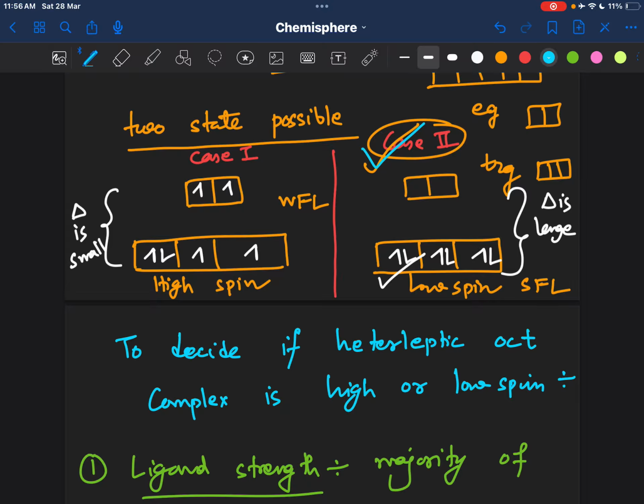Now in the question they are asking us how many electrons are there in the T2g state. So you can clearly see the upper one is Eg, the lower one is T2g. How many electrons are there in T2g? 2 3 4 5 6. So therefore the answer will be 6.